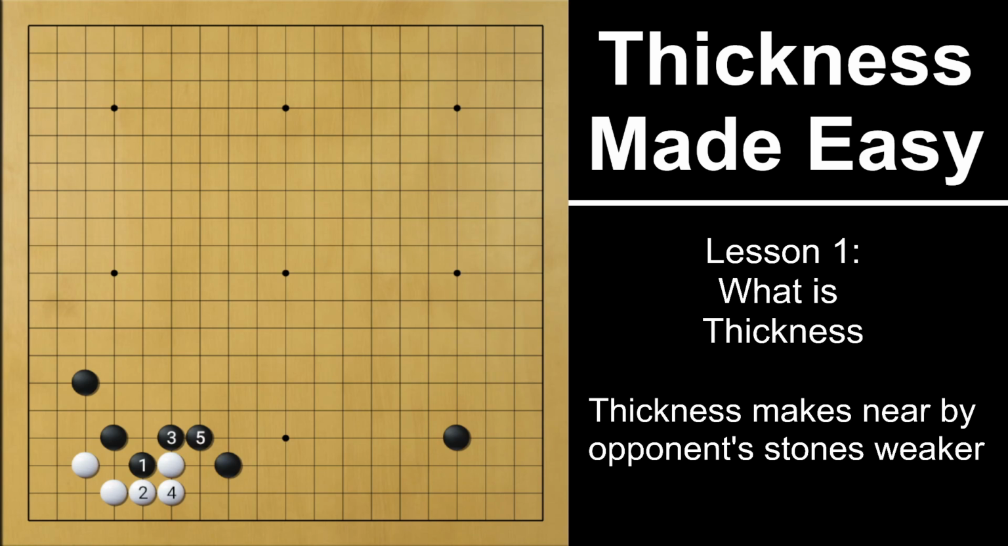Okay, all right, that's the first lesson. What is thickness? So the thickness is something that, first of all, looks visually thick, right? This doesn't have a lot of cutting points. It's a solid string of stones. Anything like that can be considered as thickness as long as it doesn't have too many cutting points or weaknesses. And in later sections, we're going to learn how to use and how to deal with thickness.